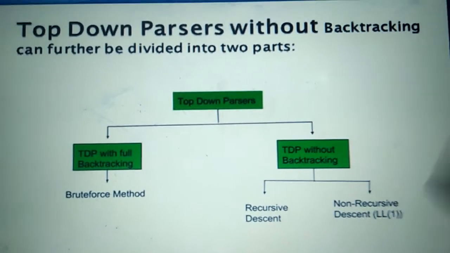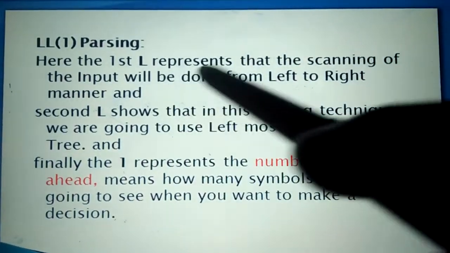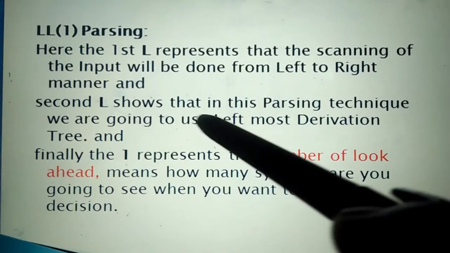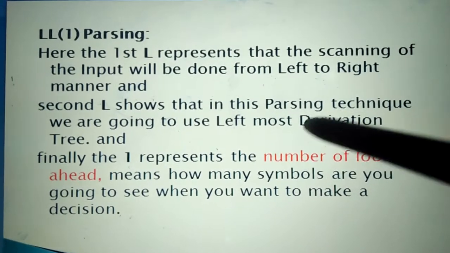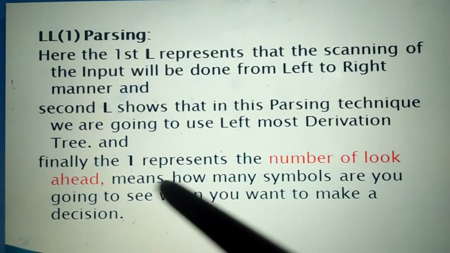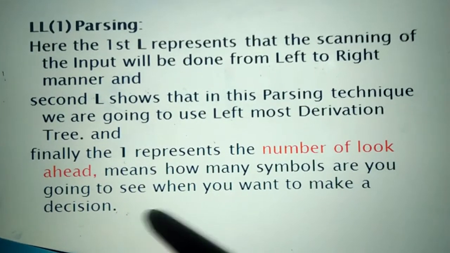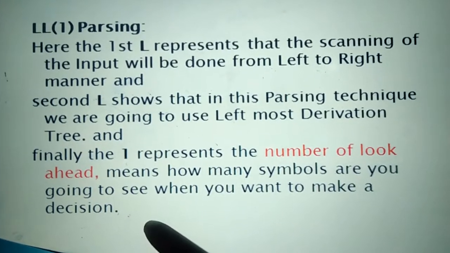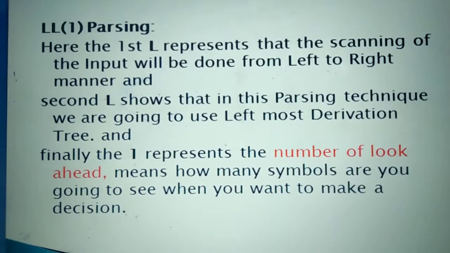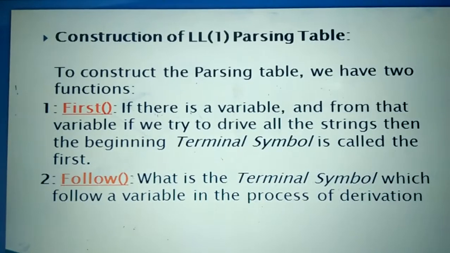What is the number of symbols? Here once again, the first L indicates the scanning of the input will be done from left to right, and the second L shows that in this parsing technique we use the leftmost derivation tree, and finally the l represents the number of look ahead, meaning how many symbols you are going to see when you want to make a decision. What kind of decision that is, by taking an example we shall come to know how the decision is made.